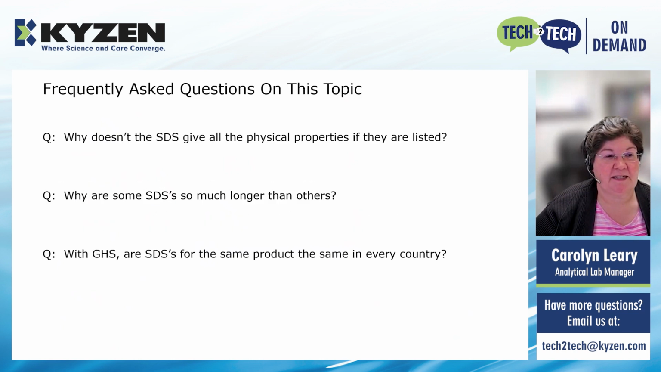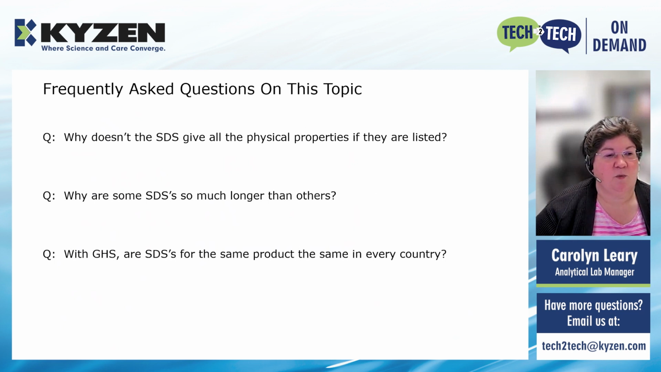The first one is, why doesn't the SDS give all the physical properties if they're listed there? As we said before, sometimes the property is just not applicable. Melting point of a gas is not a property that is going to have a value. So we can put not applicable, or the supplier or manufacturer just may not know, and just to list not determined is acceptable in that case.